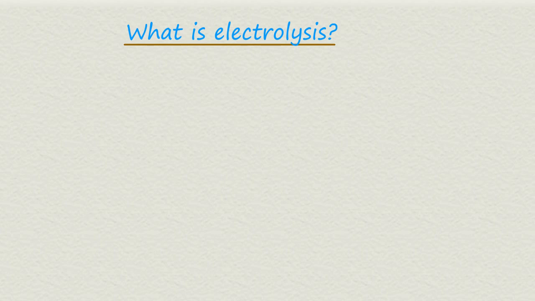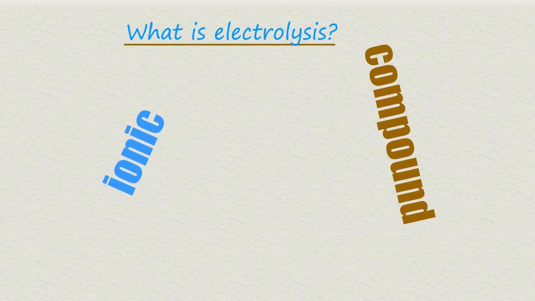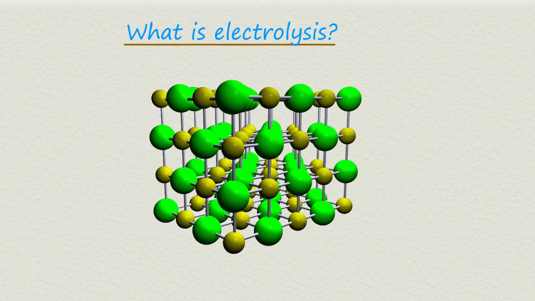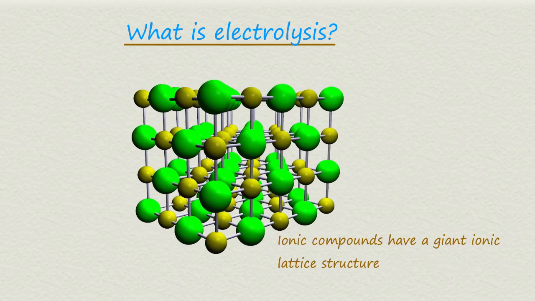Well, one useful definition for electrolysis is that it is the splitting up or the breaking up of ionic compounds into the elements that make them up using electricity. Now, ionic compounds, as shown in the model, have a giant ionic lattice structure which is composed of positive metal ions and negative non-metal ions. You might actually recognise the structure which is shown. It's the structure of the sodium chloride lattice, which is composed of positive sodium ions and negative chloride ions.